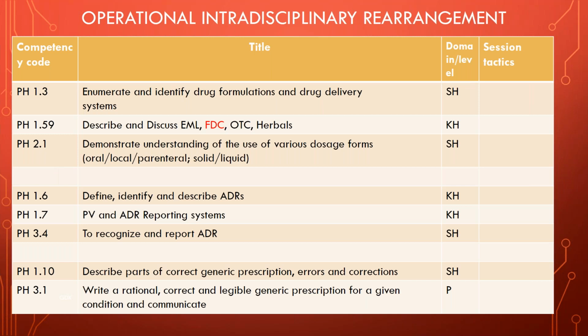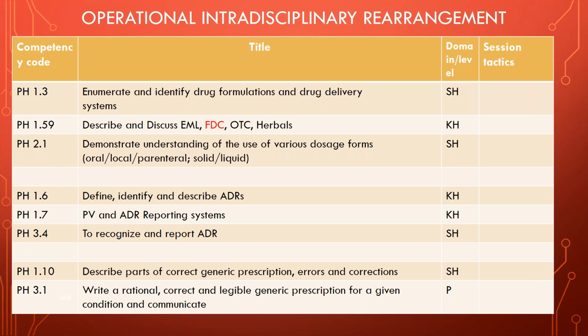Similarly, PH 1.6: define, identify, and describe ADR. PH 1.7: pharmacovigilance and ADR reporting system. And finally, PH 3.4: recognize and report ADR. So except that 3.4 is a shows-how, it has to be in the skill section. The SLOs can be prepared entirely for these three competencies together.